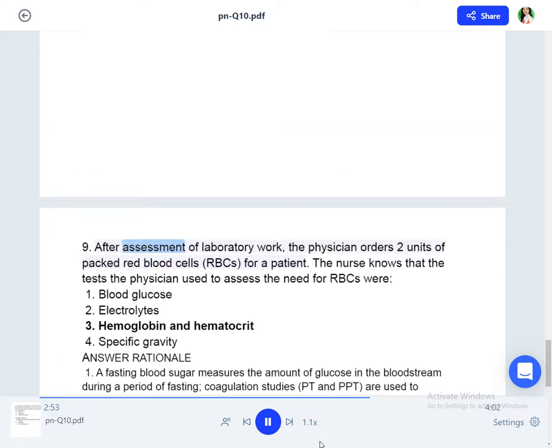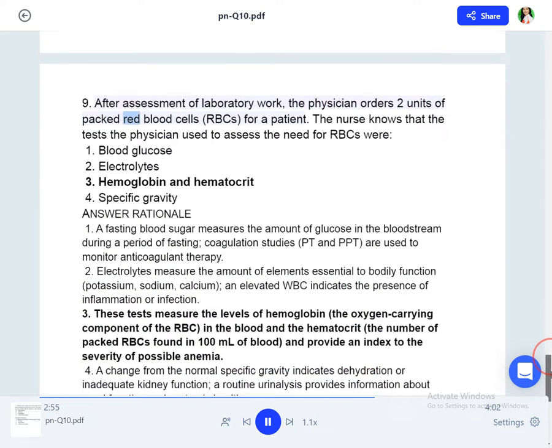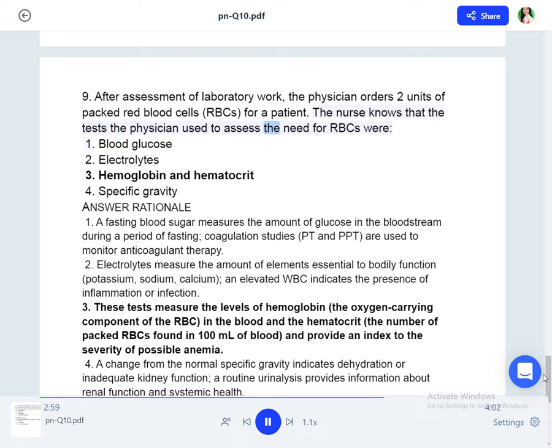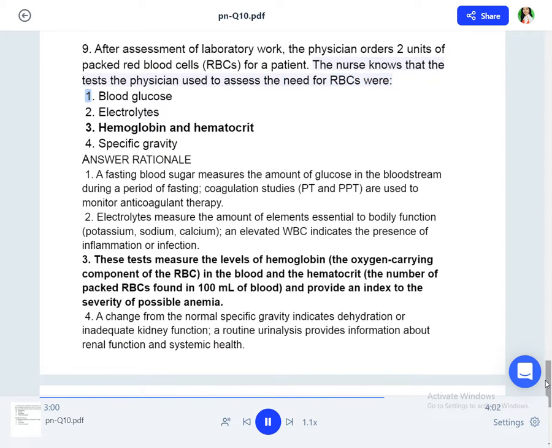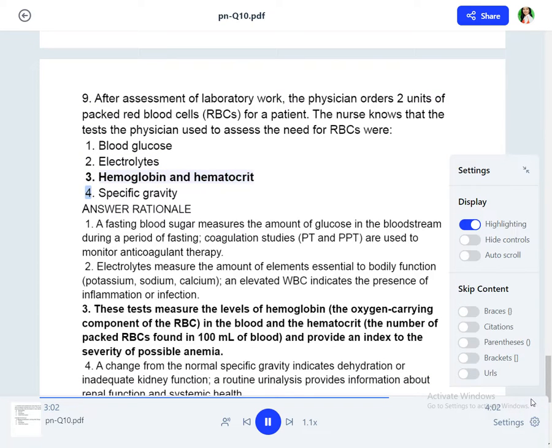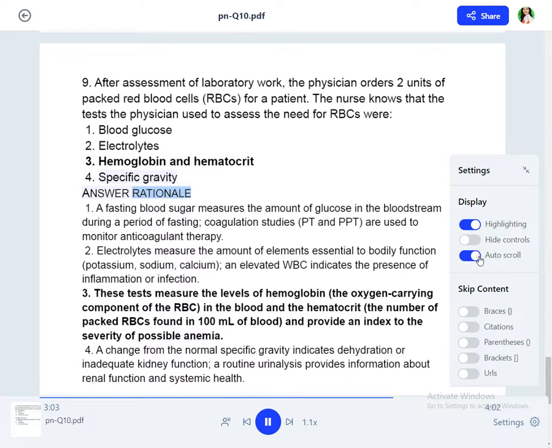9. After assessment of laboratory work, the physician orders 2 units of packed red blood cells, RBCs, for a patient. The nurse knows that the tests the physician used to assess the need for RBCs were 1. Blood glucose 2. Electrolytes 3. Hemoglobin and hematocrit 4. Specific gravity. Answer. Rationale. 1.